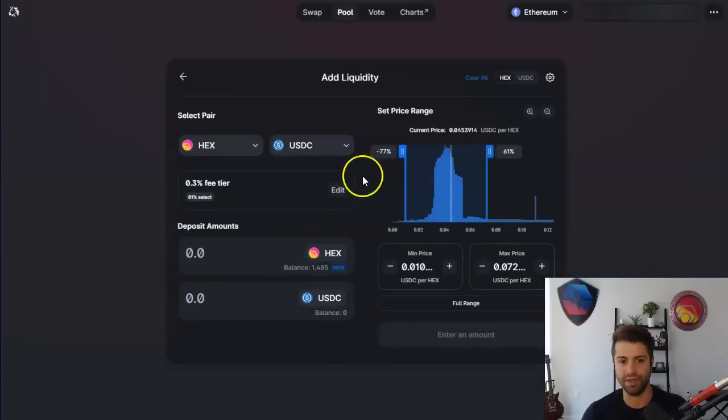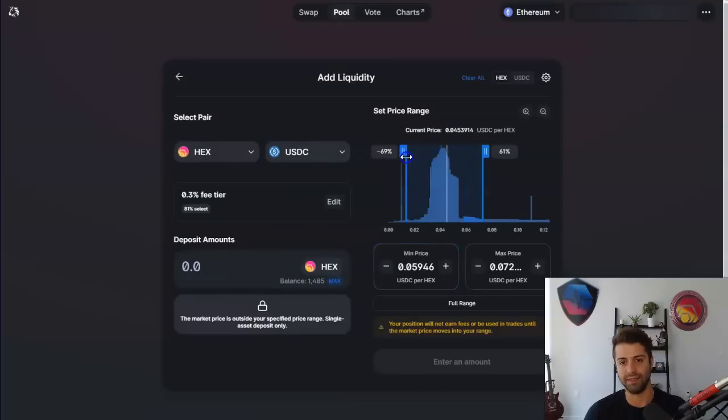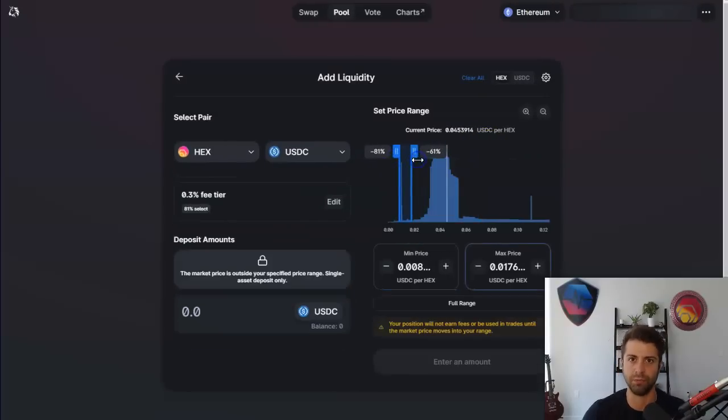So that's kind of why these boxes appear the way they do. Again, if I have a full range, both above and below the market spot price, I'll have the option to deploy both HEX and USDC. Above, it's going to be only HEX, and below, it's going to be only USDC. And obviously, we're interested in buying the dip, which is why we're going to want to just deposit USDC for this particular liquidity position. So you would just put in however much you want, let's say 1,000 US dollars.